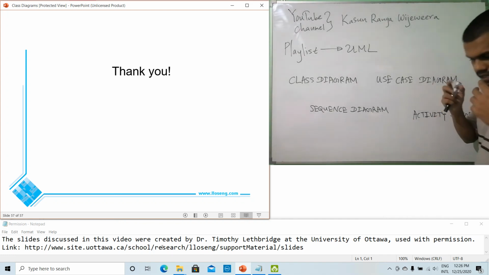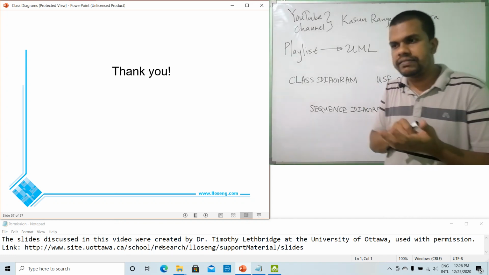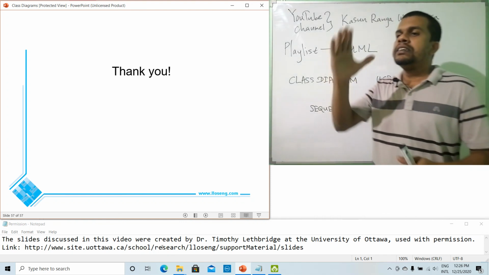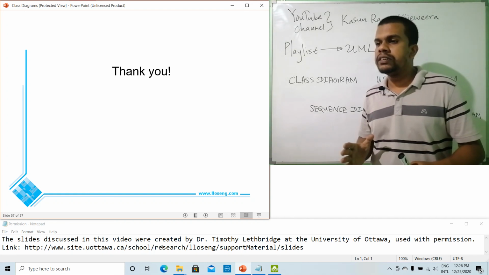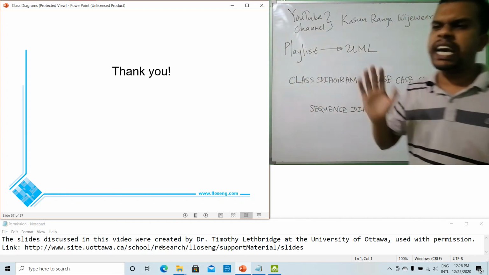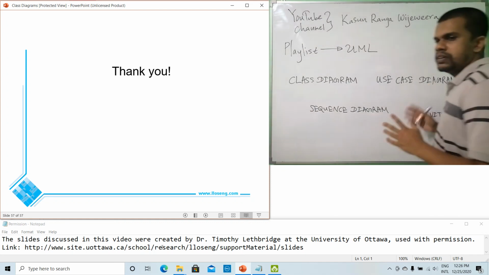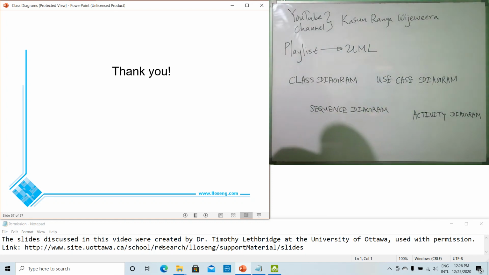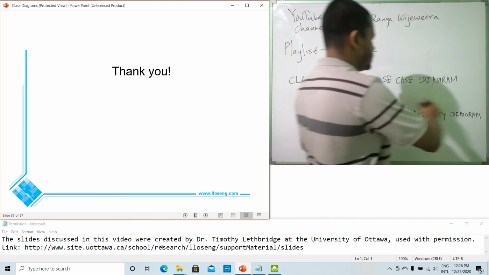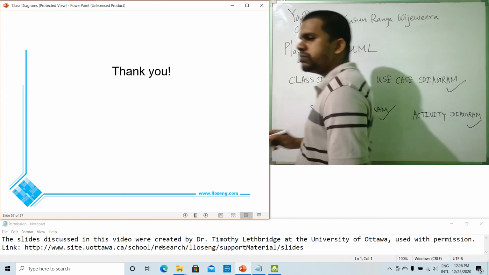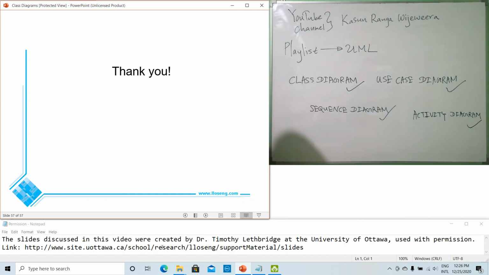Once the student presses a particular button, calculate GPA, then internally a calculation is happening. So we want to draw a diagram like a flow chart. The activity diagram is something like that. In that way, if you know these four diagrams, you can model a small scale information system successfully.